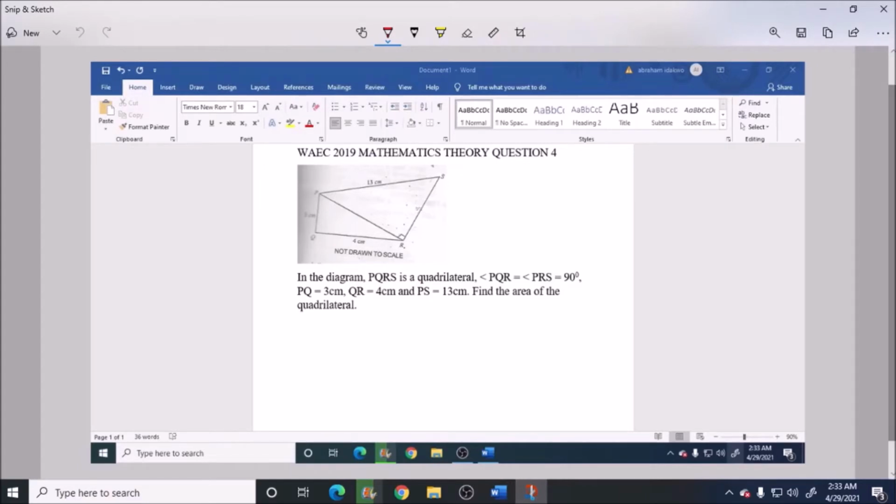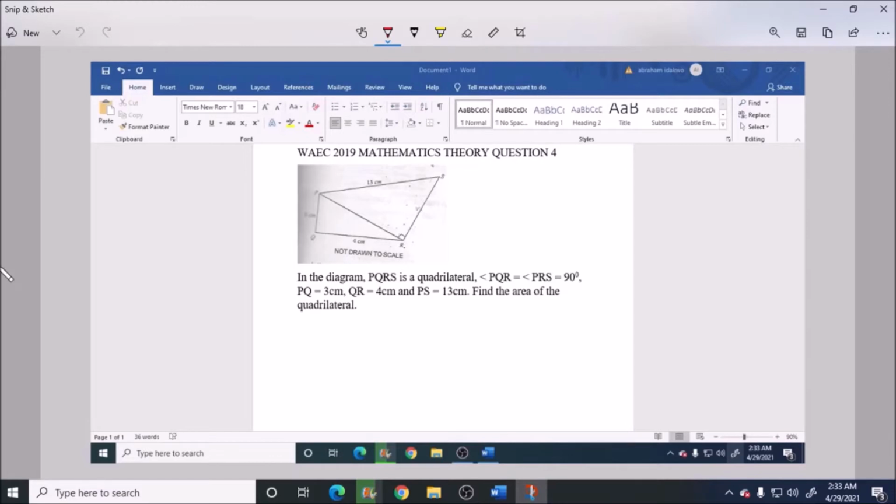Hello and welcome. Today I will be answering WAEC 2019 Mathematics Theory question number 4. Now in the diagram, PQRS is a quadrilateral. Angle PQR is equal to angle PRS, which is equal to 90 degrees. Now PQ is equal to 3 centimeter, QR is equal to 4 centimeter, and PS is equal to 13 centimeter. Find the area of the quadrilateral.